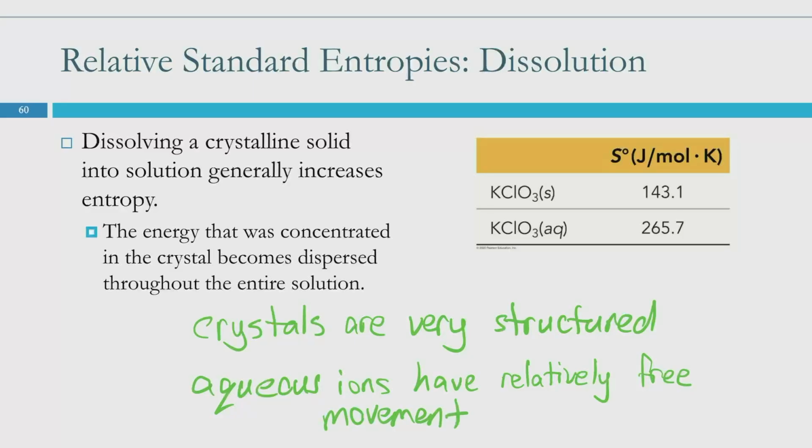We can spread out the ions, so that's one way of dispersing the energy. They also have more ways that they can move around. They're not locked into their crystal form. They can float around and interact with more things.